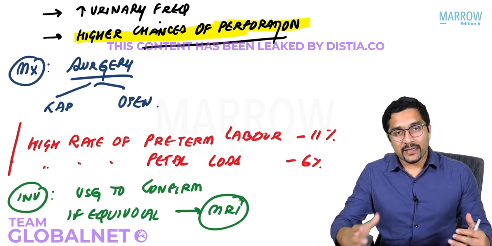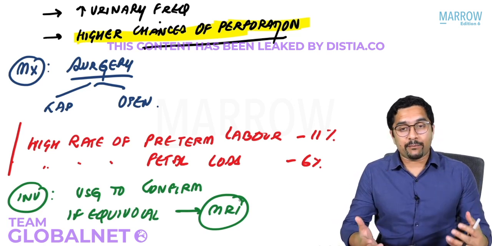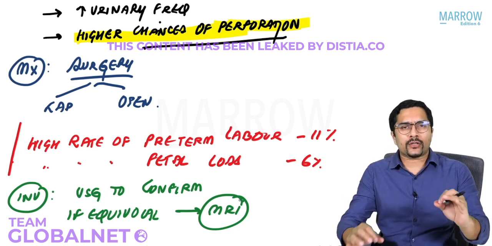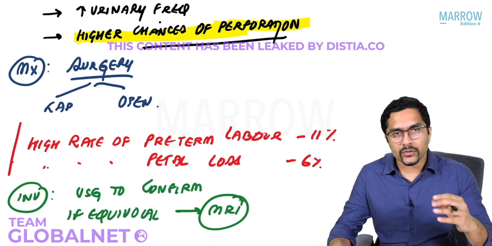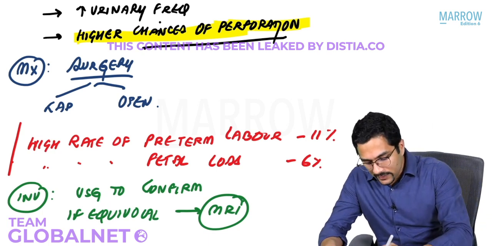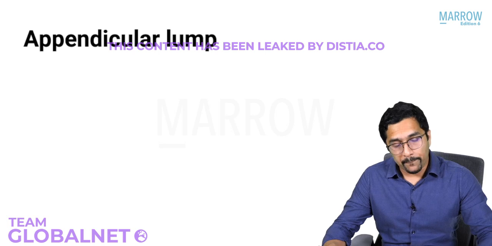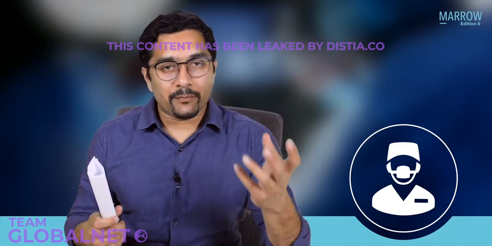Moving on to the next very important topic, and why I say it's very important is because this is a constant short note in every university exam. And there are certain MCQs also which have been asked from this, and this is the management of an appendicular lump. Right? So why does an appendicular lump develop?